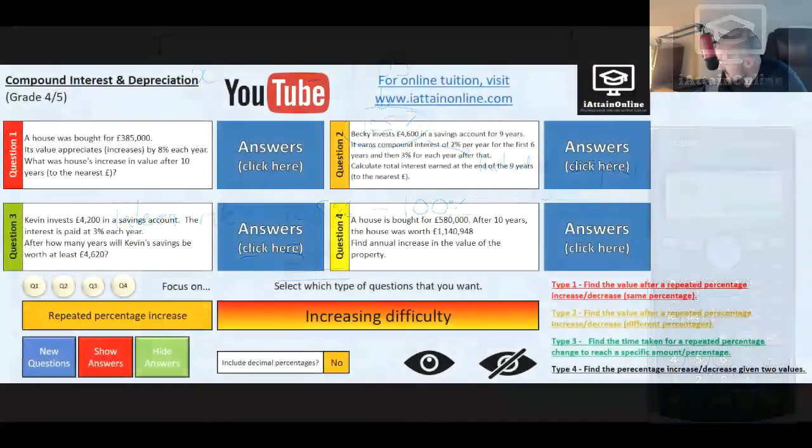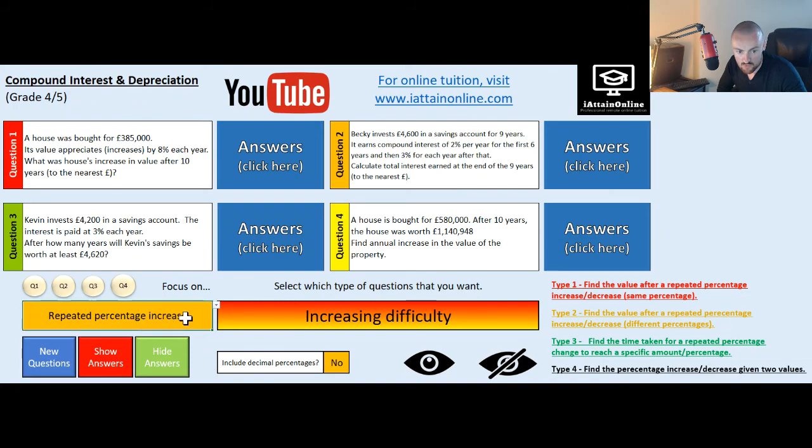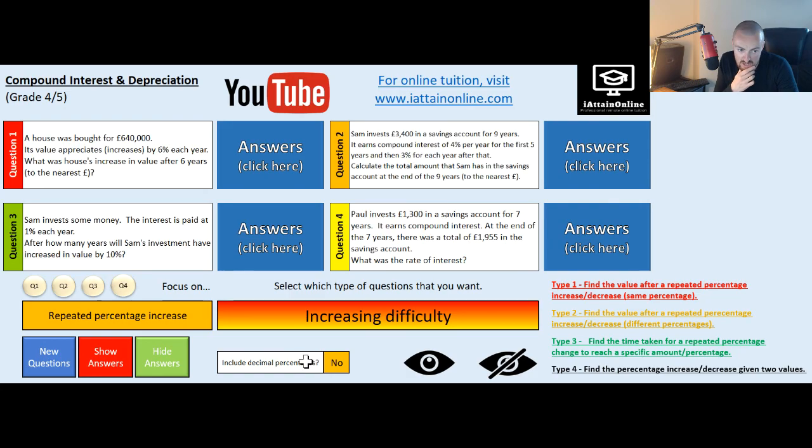But let's go back to the question generator. So the questions we've done today are just this repeated percentage increase. As always, when you open this file, you'll need to click Enable Content in a little yellow ribbon that appears at the top. If you don't do that, then the question buttons, all the buttons in the file, won't work. So as always, you can generate questions of increasing difficulty. If you are feeling brave as well, you can have decimal percentages. So for example, 2.5%, rather than whole number percentages, which is what I've covered today.